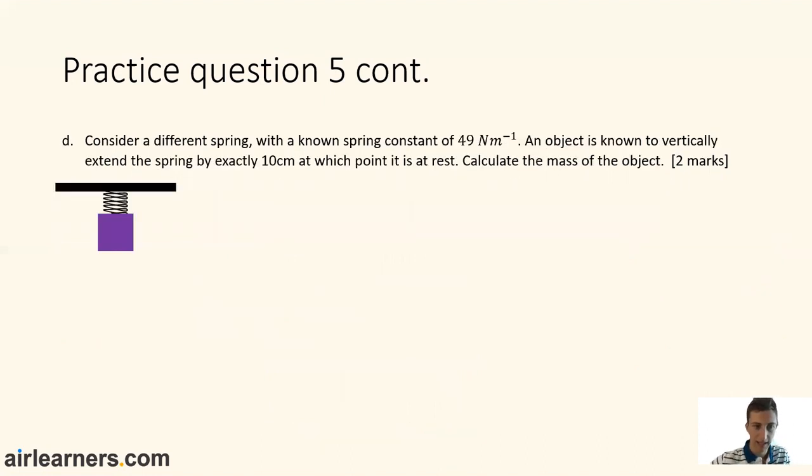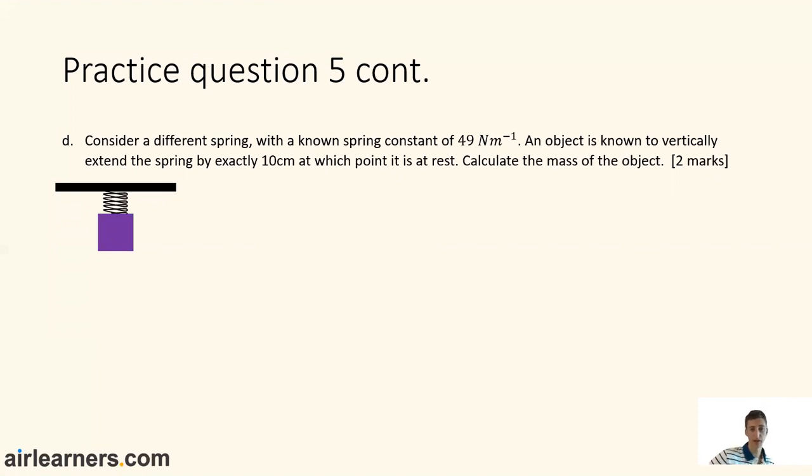Okay, part D. We're moving through the question quite well here. Consider a different spring with a known spring constant of 49 newtons per meter. An object is known to vertically extend the spring by exactly 10 centimeters, at which point it is at rest. Calculate the mass of the object. So there's 2 marks. You may have to use knowledge from another lesson, hint, hint, but you should be able to do this question within 2 minutes or so.